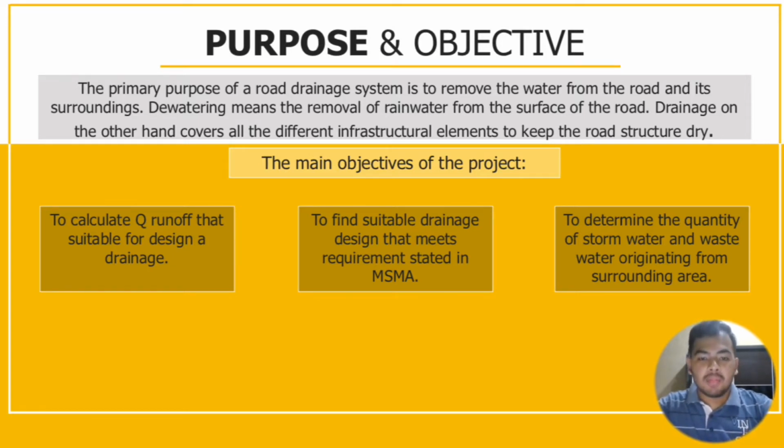Okay, the main objective of this project is first, to calculate Q runoff that's suitable for designing a drainage. Second, to find suitable drainage design that meets requirements stated in MSMA. Third, to determine the quantity of stormwater and wastewater originating from surrounding area.